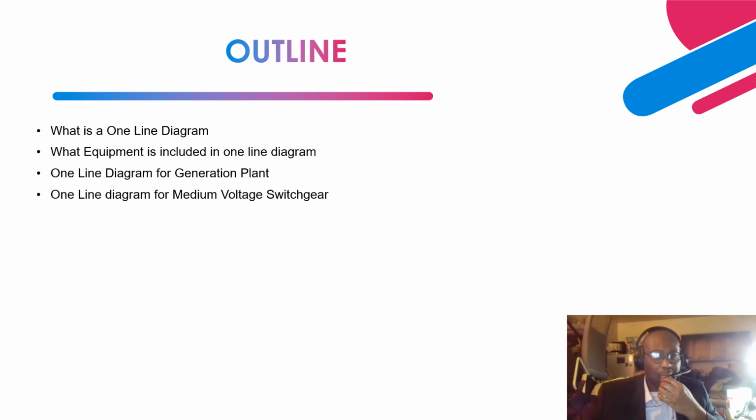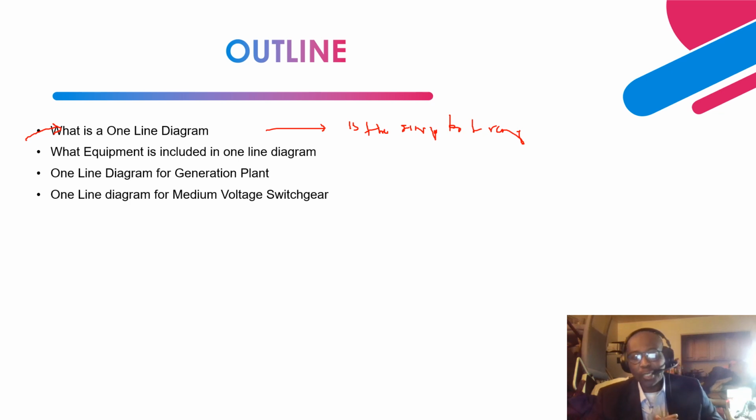Okay, so let's talk about the outline for my presentation. The first thing we'll talk about is what is a one-line diagram. A one-line diagram is basically the simplest representation of the power system network for a facility, for a substation, or for a generation facility. And it is represented by connections, nodes, and buses, and has a lot of symbols on it that interpret what those symbols mean.